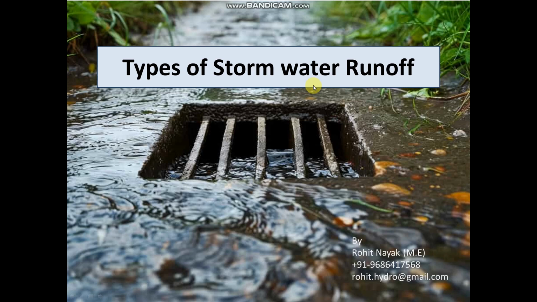The first one is the sheet flow, the second one is the shallow concentrated flow, the third one is the channel flow. Based on the size of the catchment and its magnitude, we can observe, or you can recommend, either a sheet flow or shallow concentrated flow, or a combination with the channel flow. So these are the three types of stormwater runoff pattern we can observe.